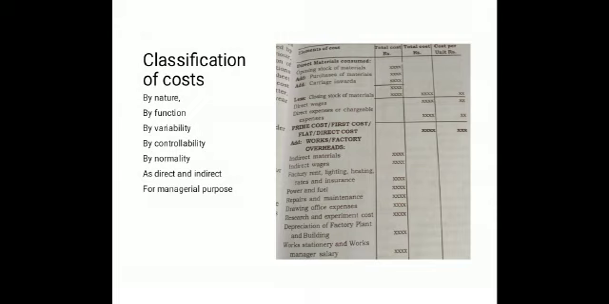Let us discuss the semi-variable cost. Semi-variable costs are those which are partly fixed and partly variable. Example: telephone expenses include a fixed portion of annual charges plus variable charges according to calls.